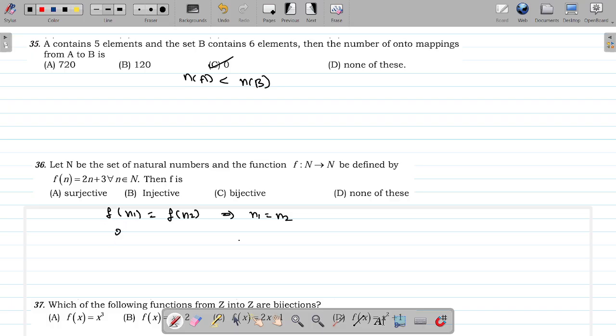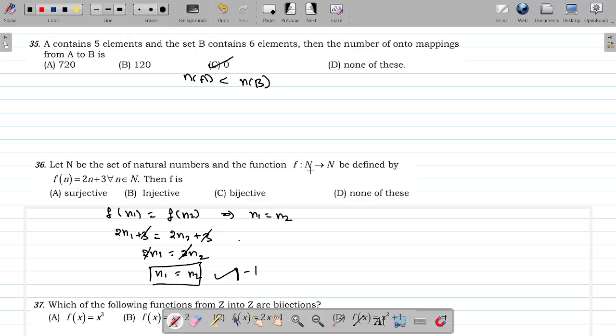f of n1 becomes 2 n1 plus 3 is equal to f of n2, which is 2 n2 plus 3. Here also plus 3 gets cancelled. 2 n1 is equal to 2 n2, this gets cancelled, so you are getting n1 is equal to n2, right? So f is a 1-1 function, it is injective. Okay, next we'll check it for surjective.